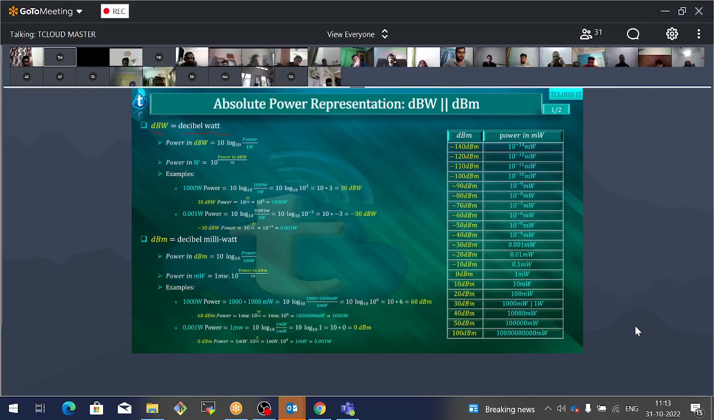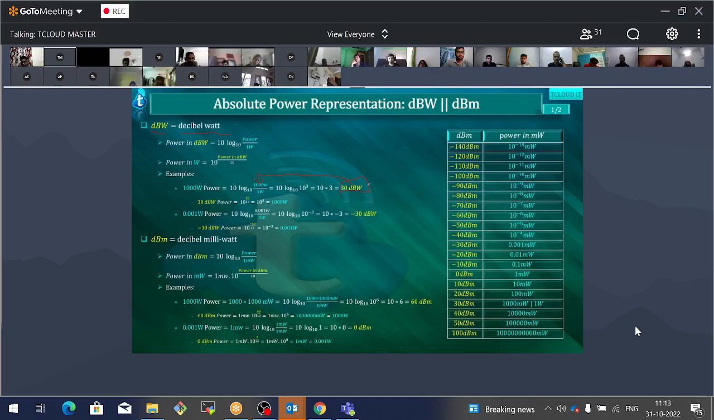For example, you have 1000 watts of power. You substitute the 1000 in the power position. So it is log of 1000 base 10, with 10 as a multiplier here. 10 log, this 1000 can be converted into 10 power 3. 3 comes out, log 10 base 10 is 1. So when 3 comes out, 10 into 3 is 30 decibel watts. So 1000 watts of power is equal to 30 decibel watts.